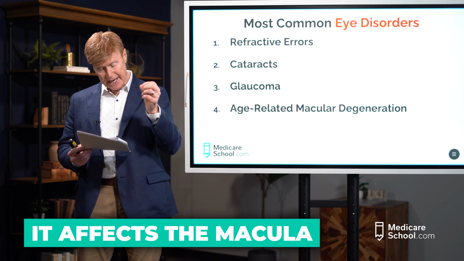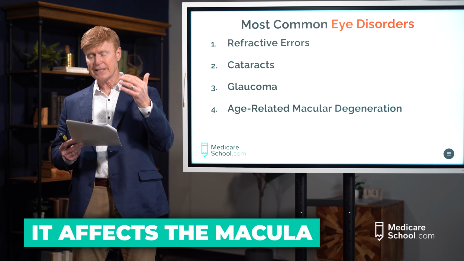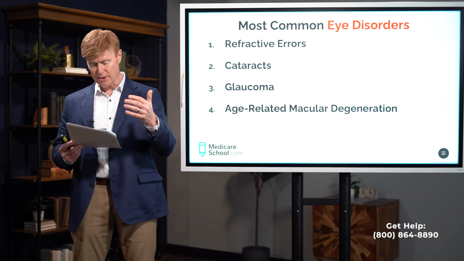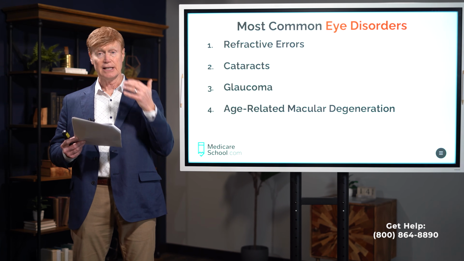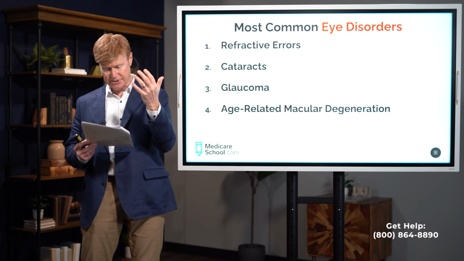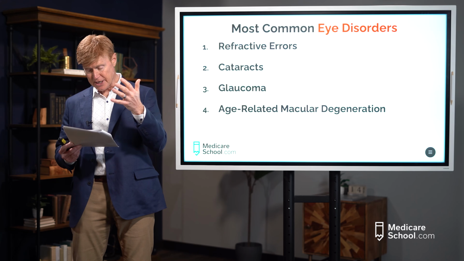And what it does, it affects the macula, which is the central part of the retina that allows the eyes to see fine detail. This would be if you're reading or driving, you're looking into someone's face, so the details, pictures, those kinds of things. Now, there's actually 2 different forms of macular degeneration.